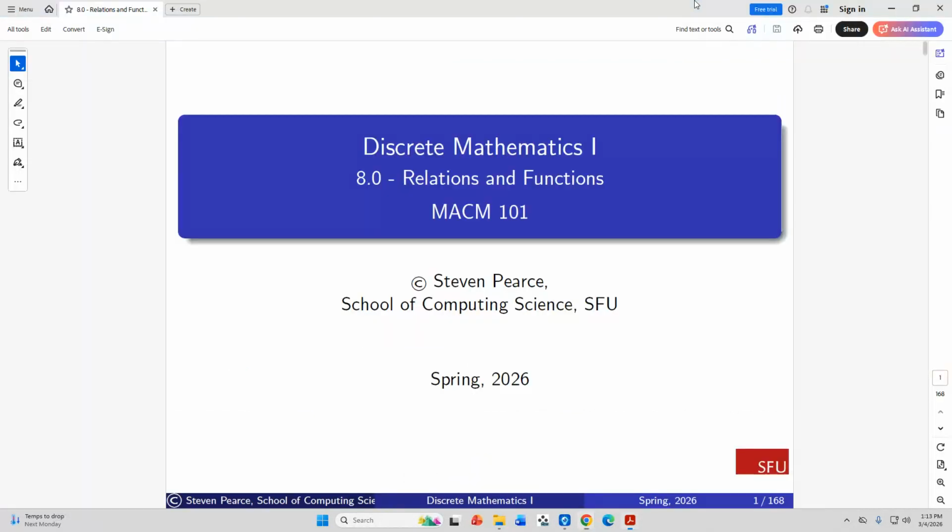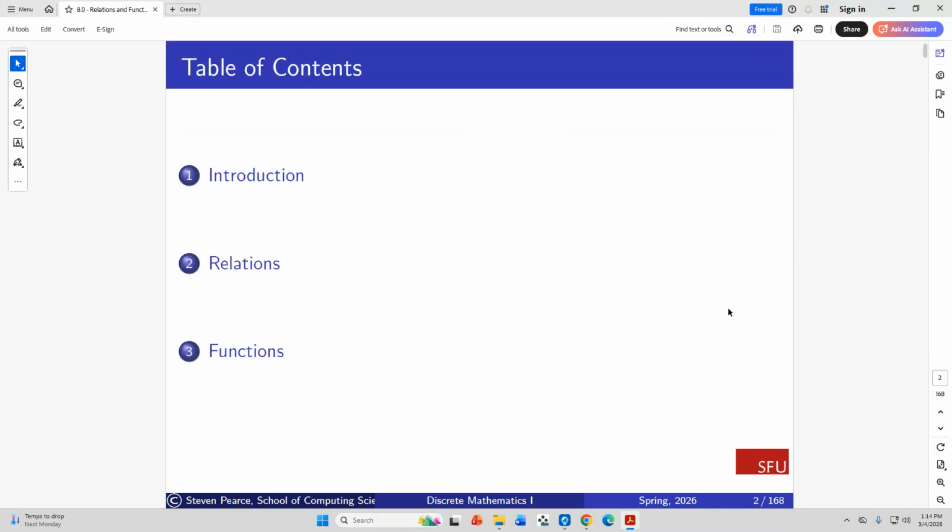So here we are. This is about relations and functions. This is chapter 9, I believe. Chapter 9. I put 8 here because I thought this is going to be week 8. Doesn't really matter. So, introduction, we'll talk about relations. I'll define them for you, and a special kind of relation is a function.